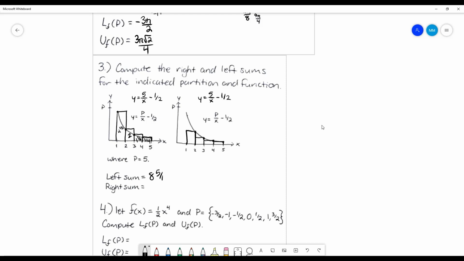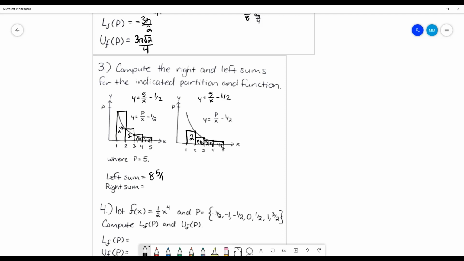Okay, so this first one is going to be distance of 1, and then 5/2 minus 1/2, which we already said was 2. And this next one's going to be 1, except now it's 5/3 minus 1/2, which we already said was 1 1/6. And then it's 5/4 minus 1/2, which we said was 3/4, except now we've just got this last one, which we didn't already figure out. So it's going to be 5/5 minus 1/2, which is just 1 minus 1/2, or just 1/2. So now we add those all up together to get our right sum.